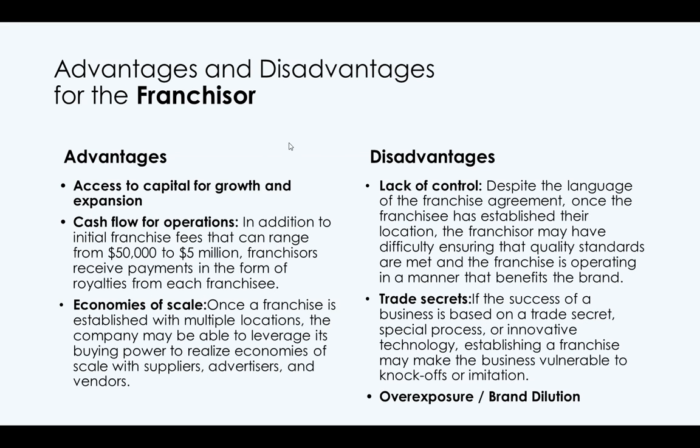For the franchisor, the mother of all of this, possibly a corporation, has access to large amounts of capital for their own expansion. They can get cash flow because, like I said, the franchisees have to pay fees. Sometimes it could just be upfront. Maybe it's every year. In addition to the initial franchise fee that can range from $50,000 to $5 million, and this obviously goes up every year with inflation, franchisors receive payments in the form of royalties from each franchisee. That's often on an annual basis. Economies of scale.